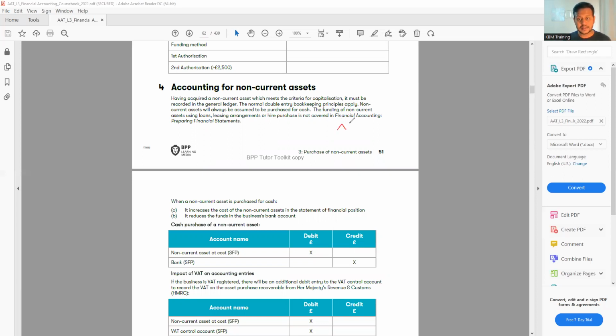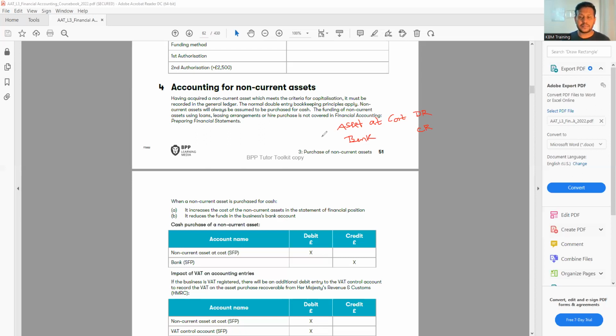Asset at cost will be debit, because we're buying the non-current asset. And the bank will be credit, because the money will go from the bank. So bank will be credit if we pay immediately.